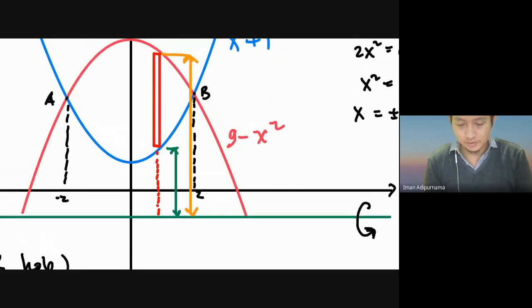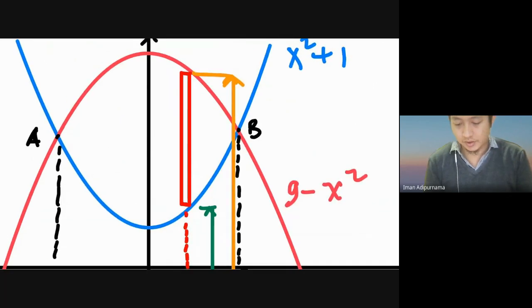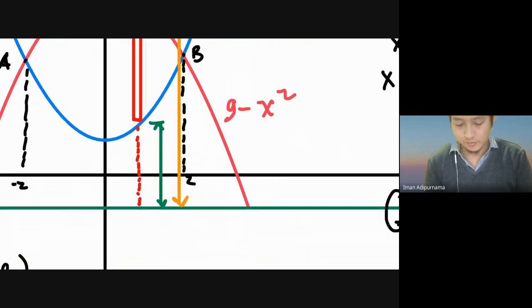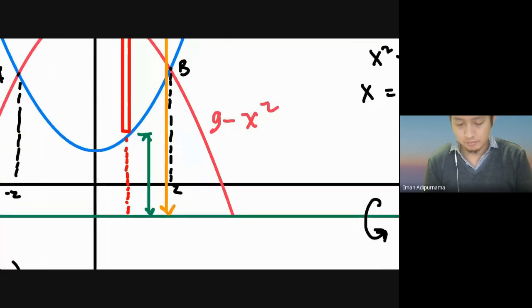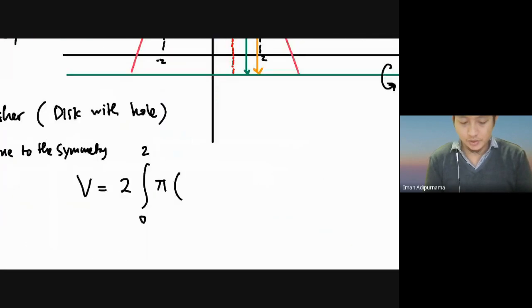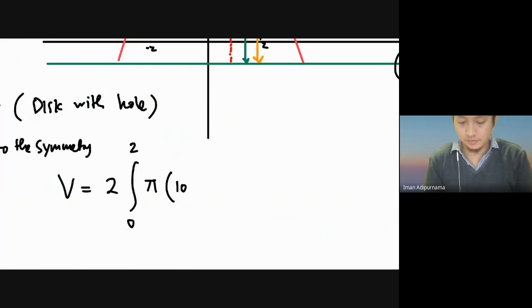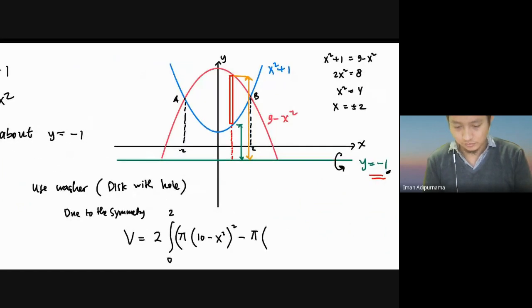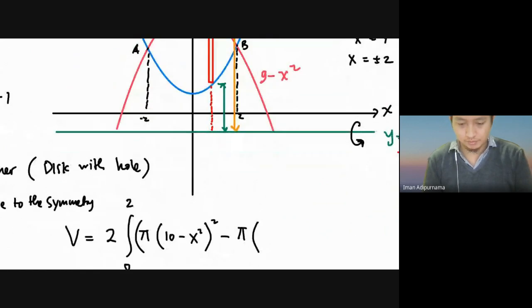the outer radius. The outer radius is from 9 minus x squared, plus 1 from the y equals -1. So the outer radius will be 10 minus x squared, squared, minus, let me just write pi again to give you a step-by-step process.